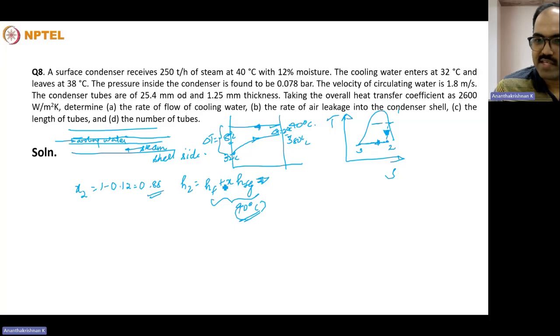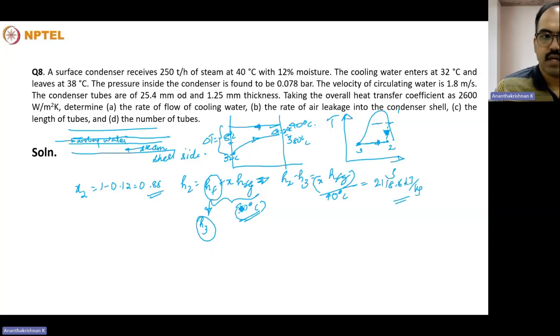So we make some difference. So hf will be equal to h3. It's a saturated liquid enthalpy. So this is just a mathematical manipulation. H2 minus H3 will be equal to hfg at 40 degrees Celsius. This will be equal to 2118.16 kilojoule per kilogram. So this is done. Now we have to find the first part, the rate of the flow of cooling water.